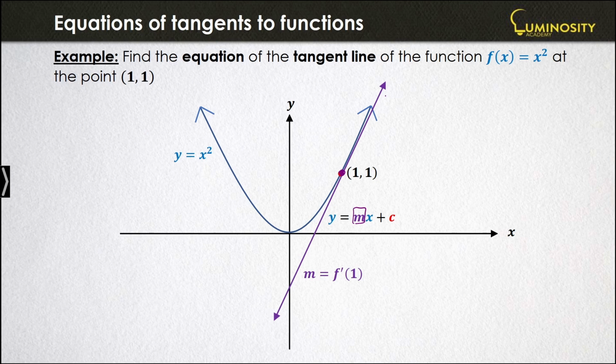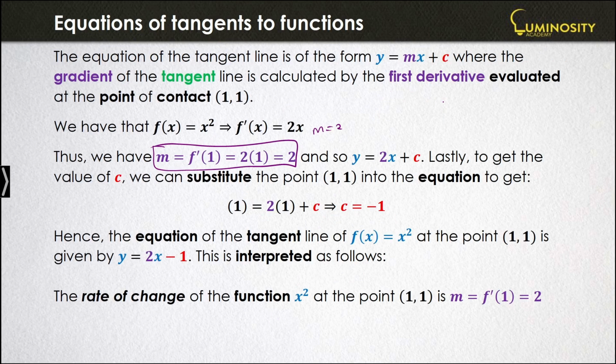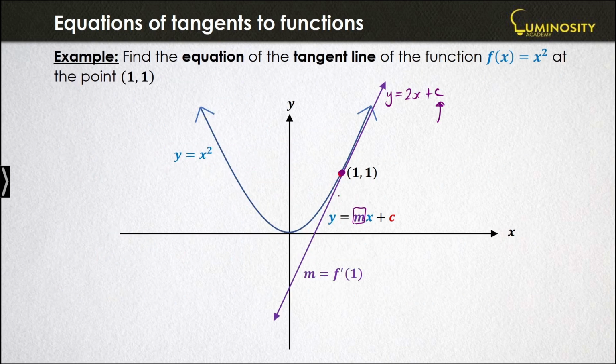So the gradient of the straight line here is 2, so 2x plus c. If we can find the value of c, then we are done. Then we've got the equation of the tangent line. Okay, so to get that, we'll substitute the point of contact, which is 1, 1, into the equation y equals mx plus c. So I put in 1 for y, 1 for x, and solving for c, I get negative 1. So that makes sense. If you look here, it cuts the y-axis at a negative value. So this is 2x minus 1. That is the equation of the tangent line at this point here.